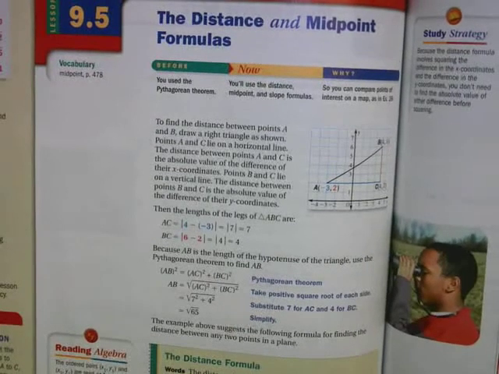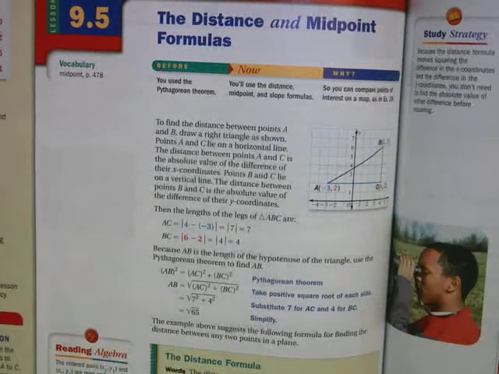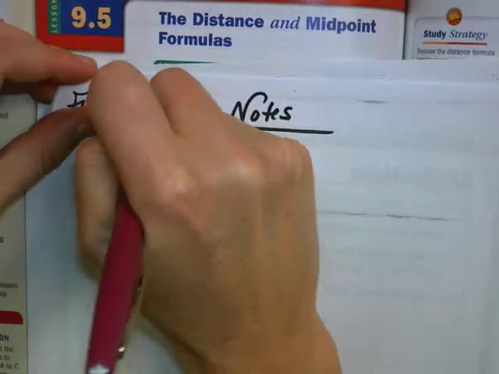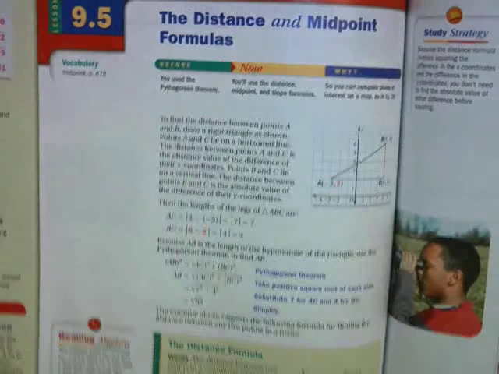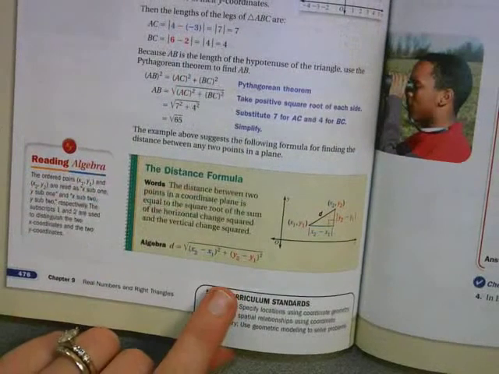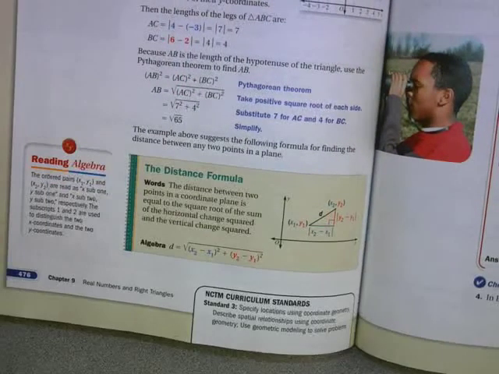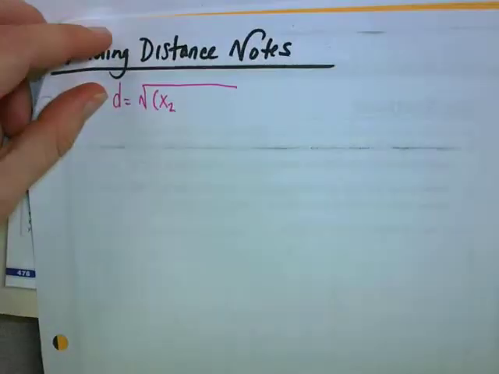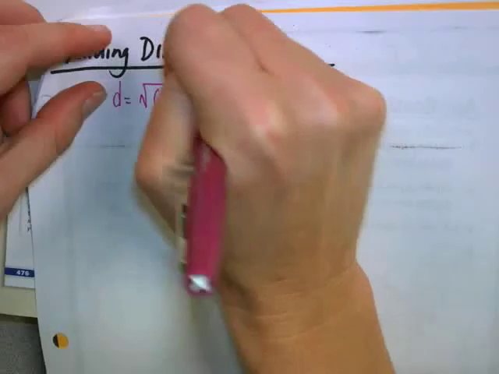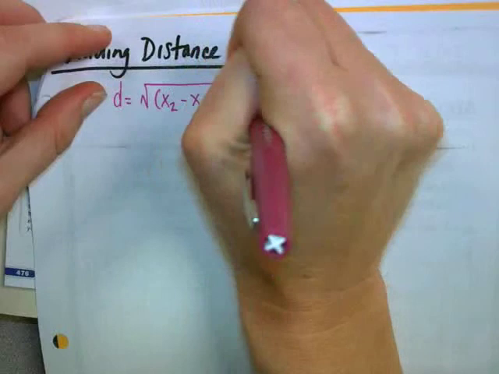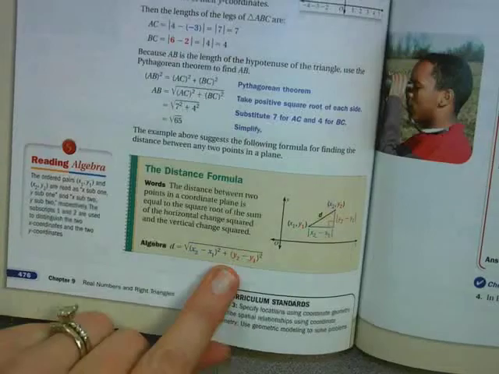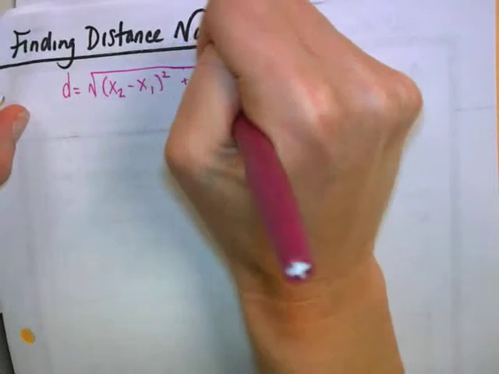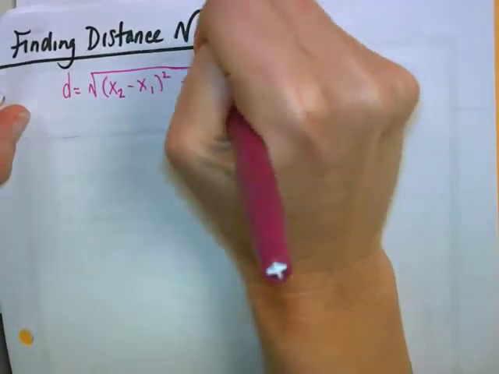So what the distance formula is, we're going to go back to our distance formula notes here. The distance formula equals the square root, and I'm copying it down right here from this part of your page. So we're going to write it down, and then we're going to talk about what it means. It's x2, a subscript, remember, x sub 2, minus x sub 1, that quantity squared, plus y2 minus y1, that quantity squared.